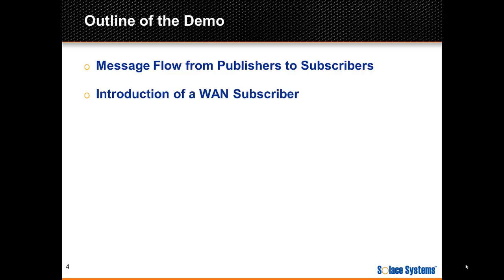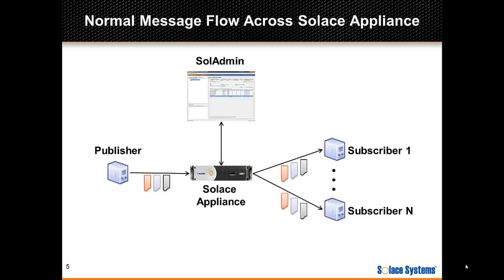Once we're comfortable with the background message flow seen in the first scenario, we'll move to the second scenario. Here, a WAN subscriber will be added to demonstrate the effects that a bandwidth-limited link can have on message flow. Finally, we'll remove the WAN subscriber and replace it with a simulated slow subscriber, and we can then observe and compare the TCP signature of a slow subscriber as seen through SolAdmin. So let's get to the demo.